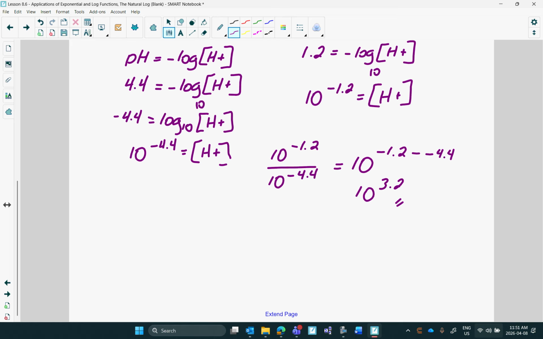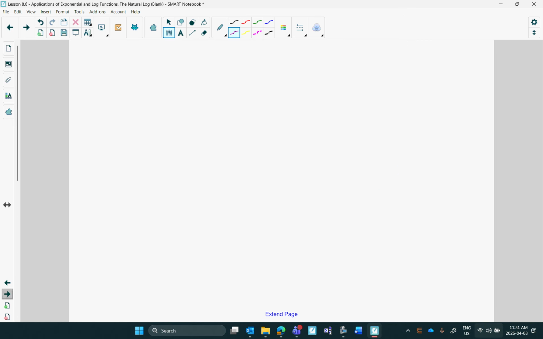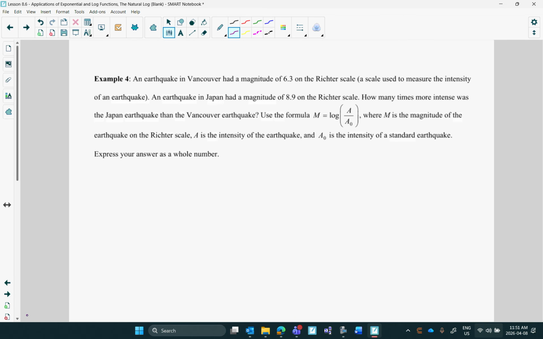This last one is kind of similar. Earthquakes. Okay? So we can measure the magnitude of an earthquake on the Richter scale by using the formula log of A over A naught, where A is the intensity of the earthquake and A naught is the intensity of a standard earthquake. So we're told an earthquake in Vancouver has a magnitude 6.3. An earthquake in Japan has a magnitude 8.9. How many times more intense was the Japanese earthquake?